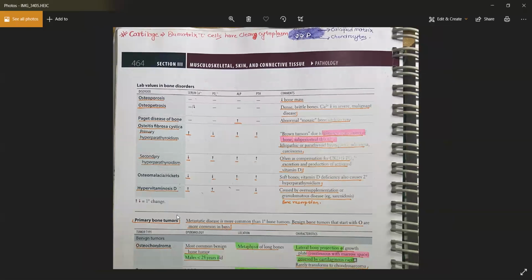Okay, any doubt on these lab values? No, thank you.